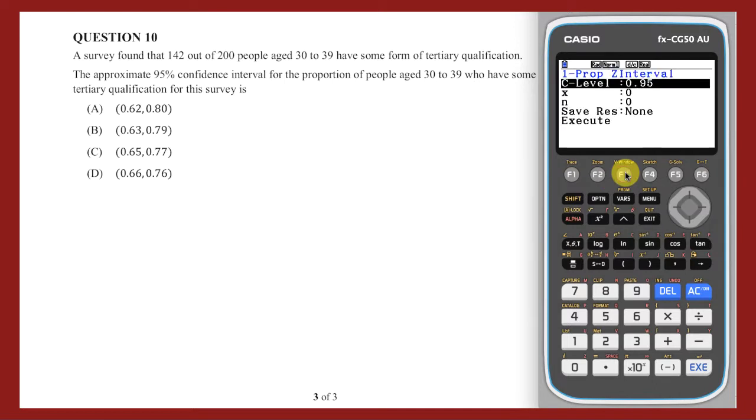Make sure that the confidence level is the one required, i.e. 0.95 for a 95% confidence interval. Arrow down to enter the sample proportion as x equals 142 out of n equals 200. Press execute. The confidence interval calculated, with bounds rounded to 2 decimal places, is answer C.